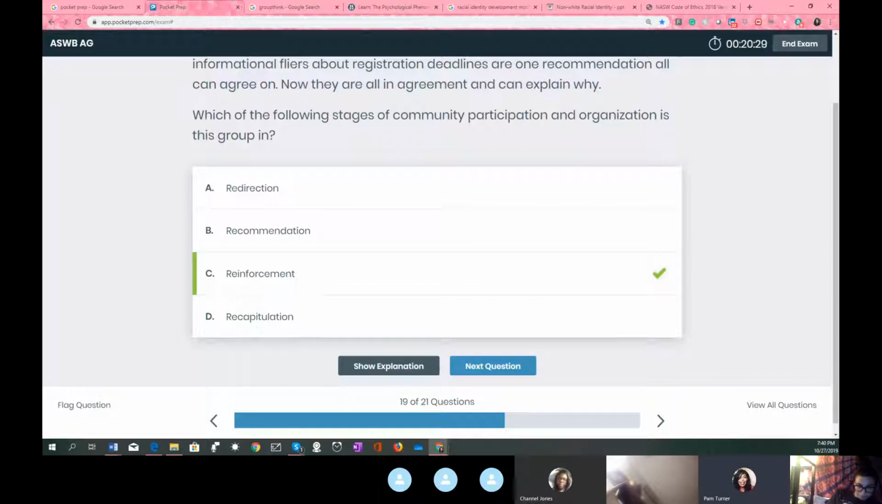Your reinforcement. They've emerged, they come with a decision, and now they've agreed on this, so now they are reinforcing what they believed. That's reinforcement.